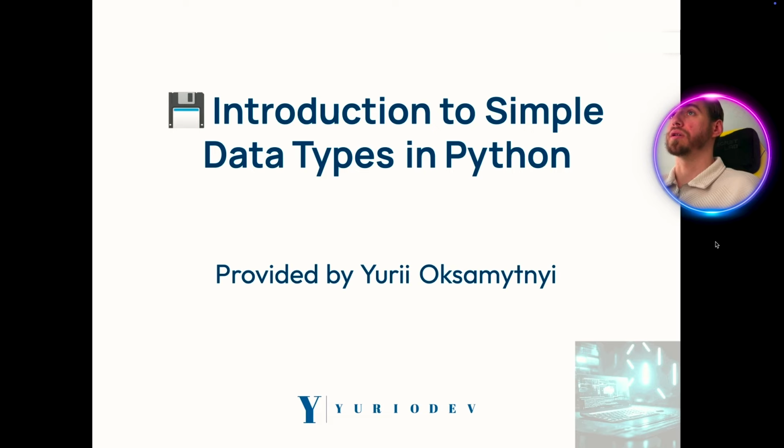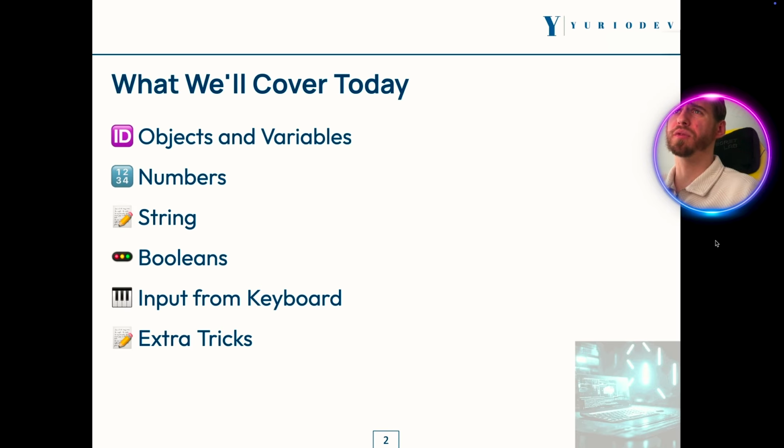We are going to talk about the next things: objects and variables, numbers, what data types represent numbers, what strings are, text values, representing true or false, how we can input data from the keyboard, and also I'll show you some extra tricks for how to work with Python.